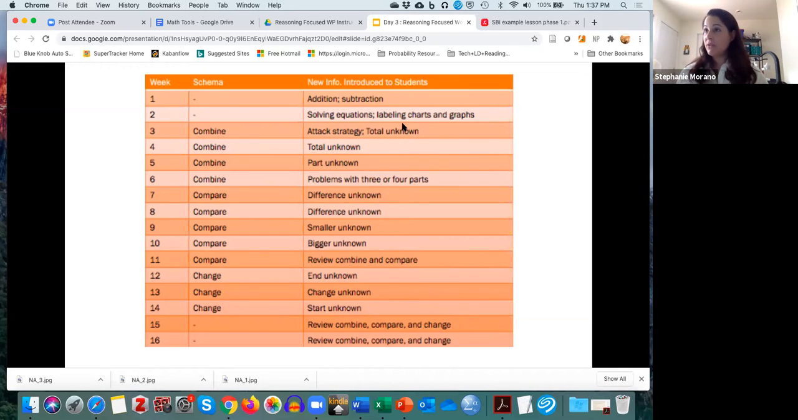Then when you feel like students have a handle on those pre-skills, you're going to jump into the schema-based instruction. Teach the attack strategy and start with total unknown combine problems. Of the 3 additive schemas, combine is the simplest and is typically the one we recommend you start with. So you start with total unknown problems, spending about a week on those, working through phase 1 and phase 2 instruction.